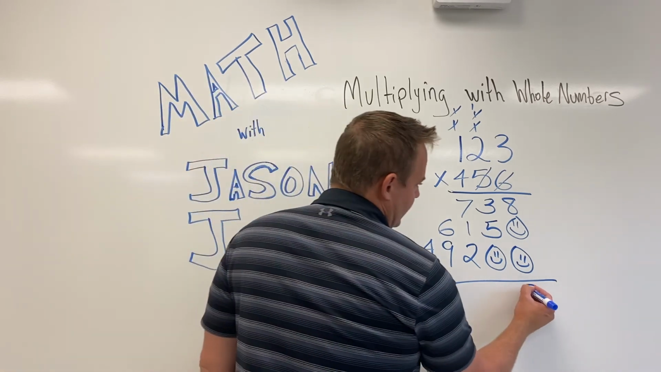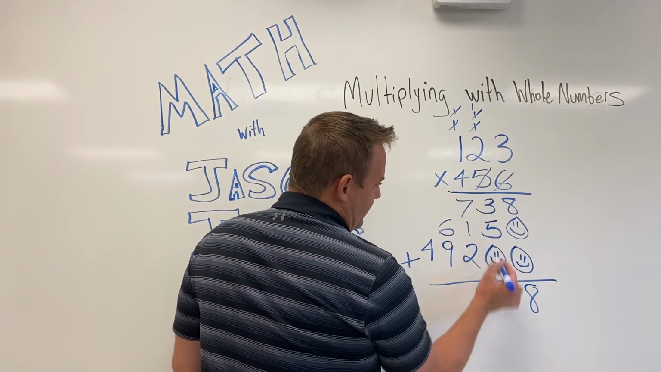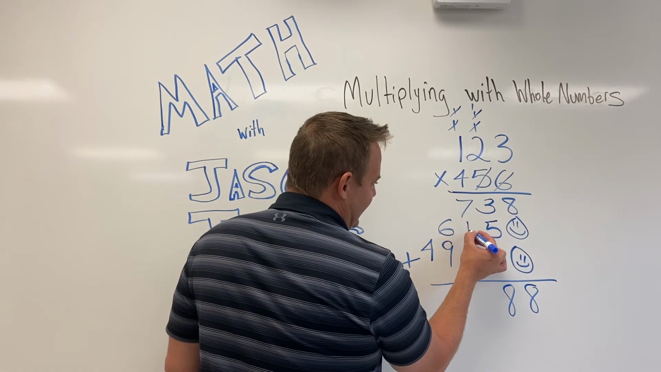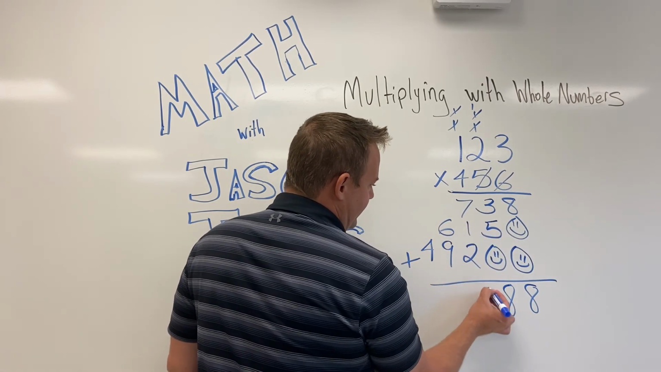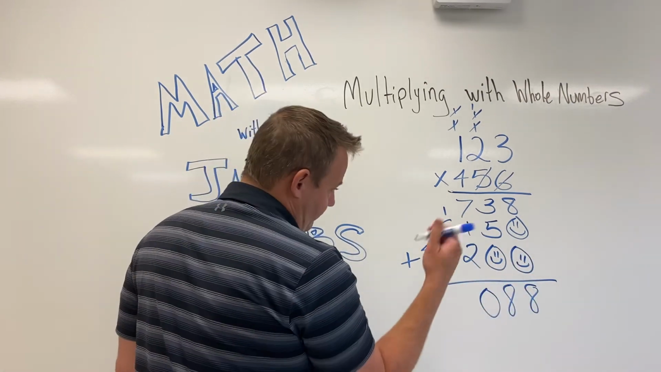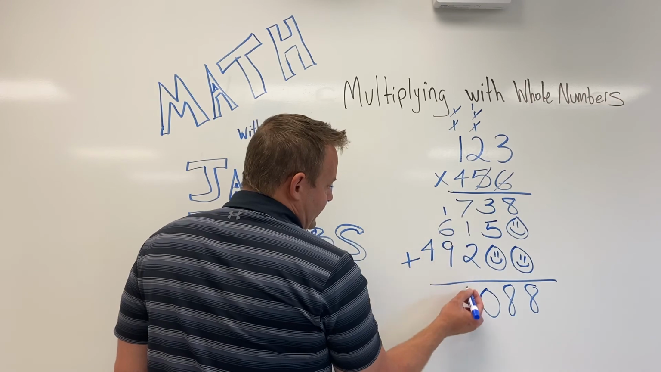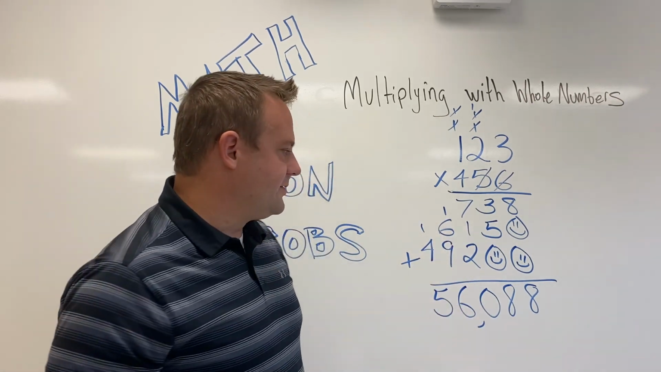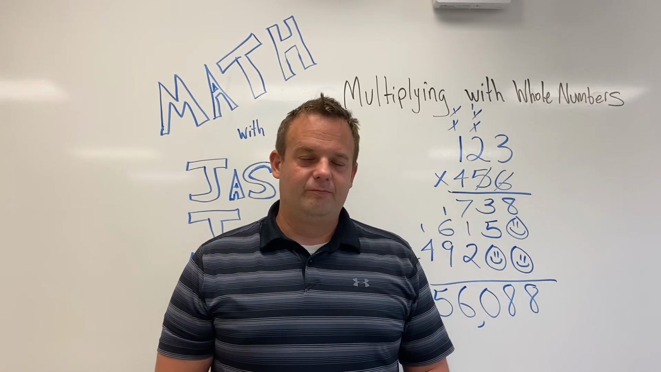Here we go. I'm adding them all up, 3 plus 5 plus 0. 7 plus 1 is 8, plus 2 is 10. 1 plus 9, find 10 pairs first, that's a good tip. 16. So here we have 56,088.